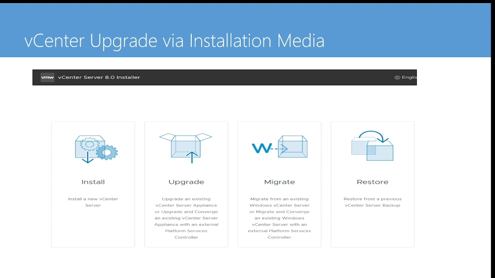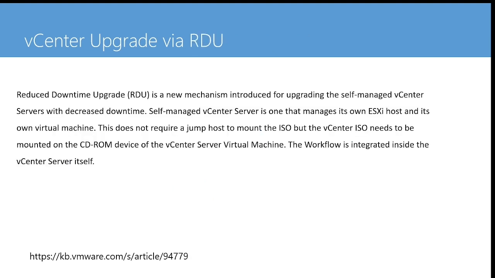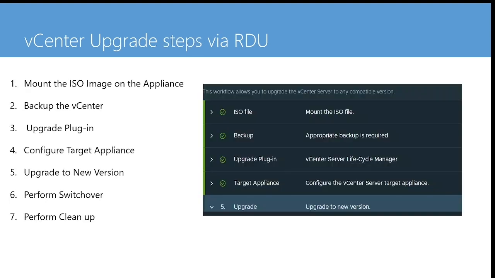This is the menu on the installation media when I try to install vCenter. So this is the option I'm going to use in this tutorial, reduced downtime upgrade. This was newly introduced by VMware to reduce downtime of patching vCenter. This is basically for vCenter that is self-managed, and so on. I will leave the URL for more details in the course resources.